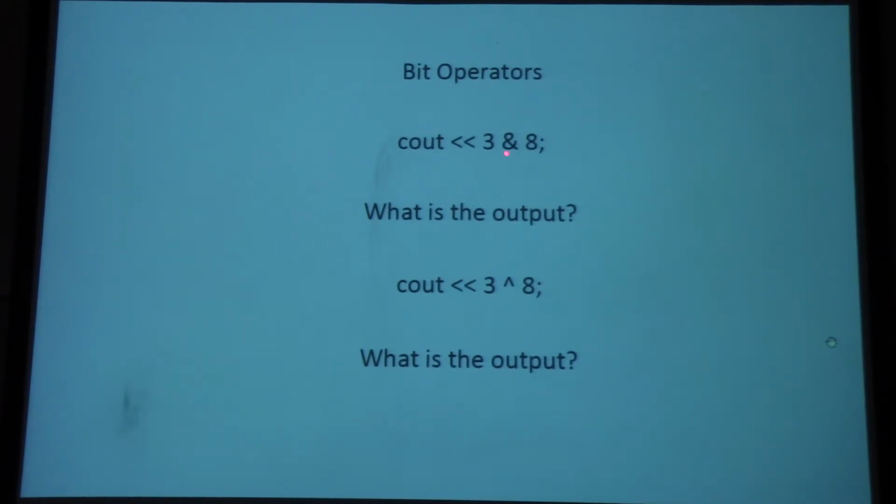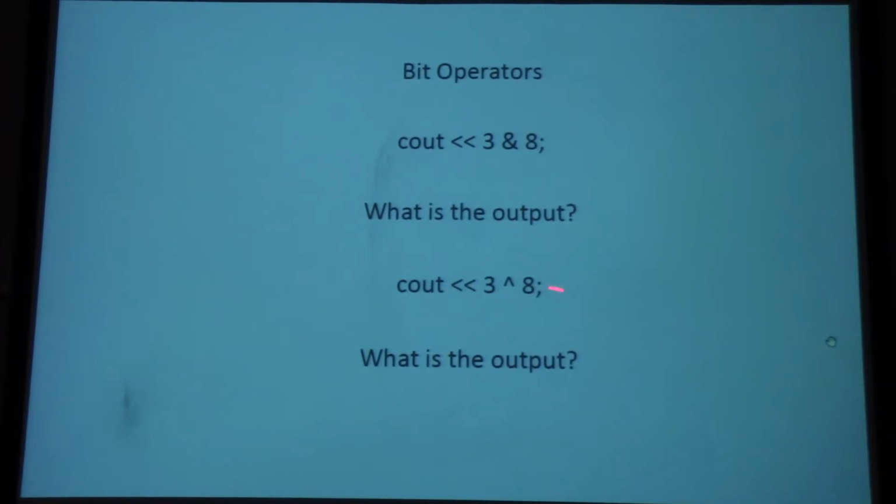How about if I had 3 ampersand 7? What would I get? 3 ampersand 7. 3. Because you have 4, 2, 1 is a 7, and a 3 is 2, 1. So the 4 gets ANDed out, and the 2 and the 1 stay 3.